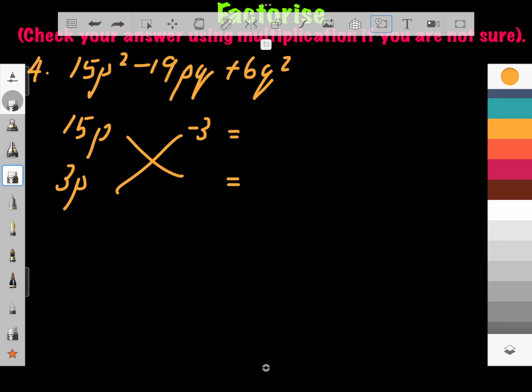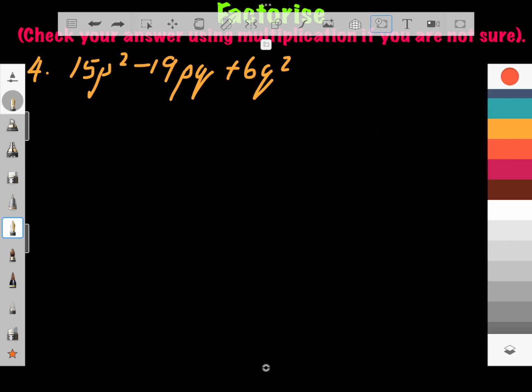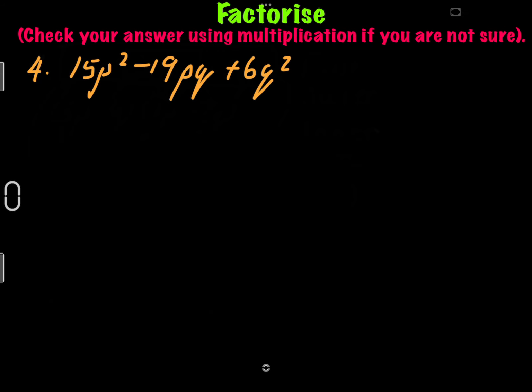In fact, let me reverse the whole application. Okay, so remember now we're looking for the factors of 15p squared. So we have 5p multiplied by 3p will give us 15p squared.